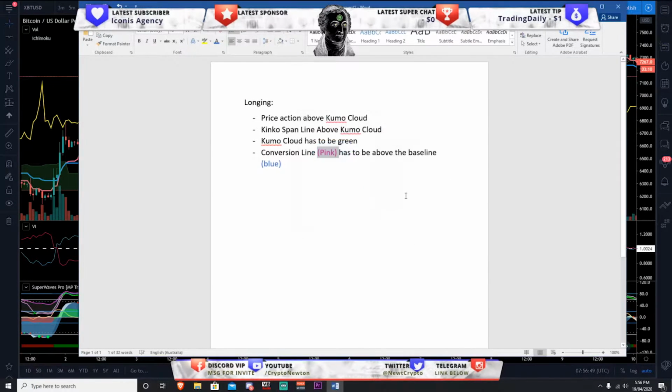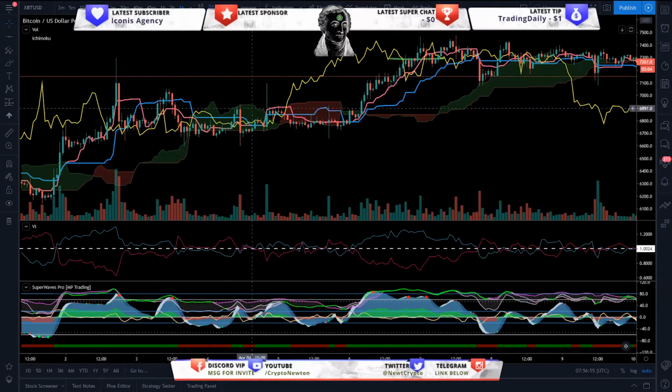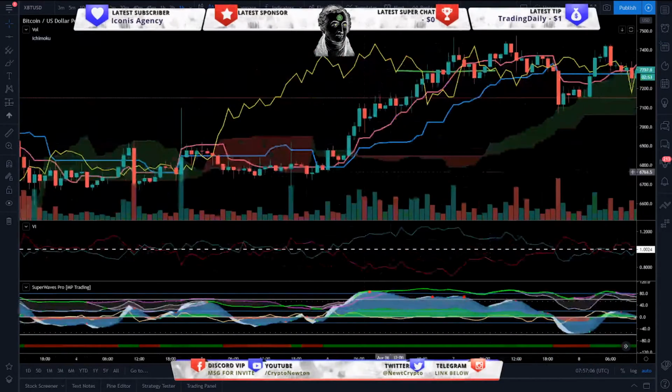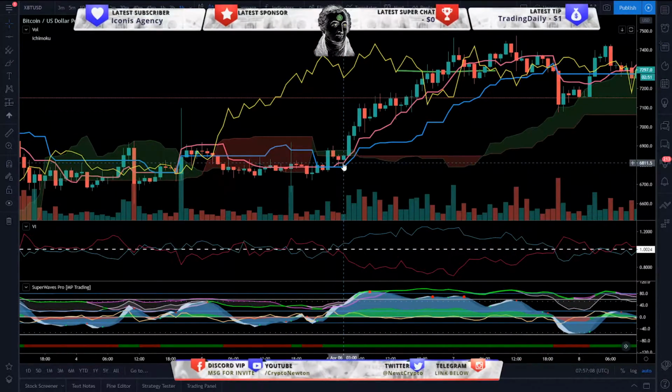Let's get a pink right here. Conversion line, pink. So your conversion line is pink, has to be above the baseline blue. Now what's happening here? Well, the conversion line, which is the pink line, has to be above your baseline blue. So your baseline being right here and your conversion line pink being right here. Is it above? Yes, it is above your baseline blue.